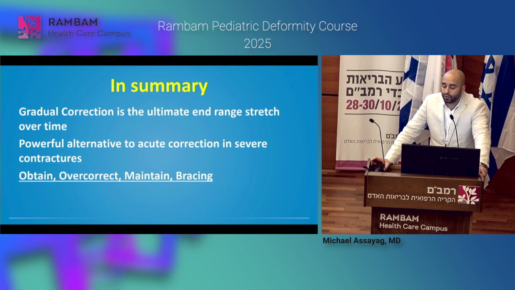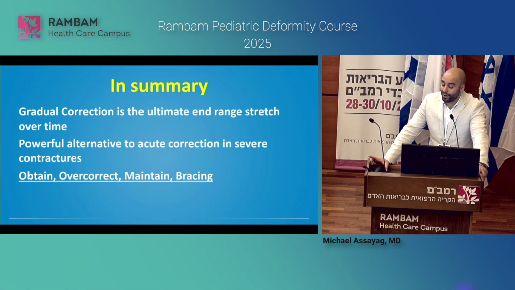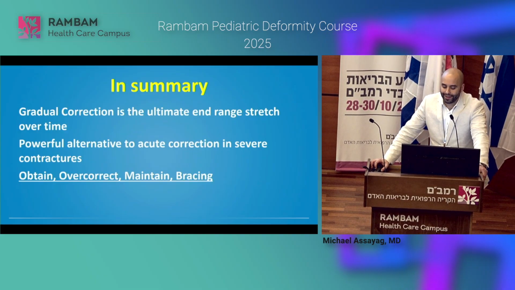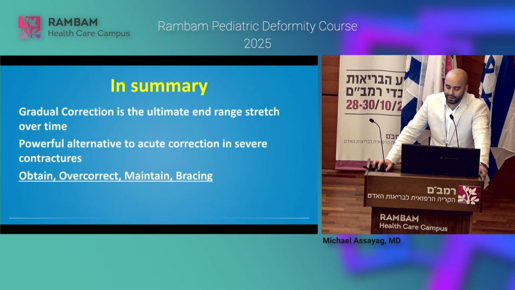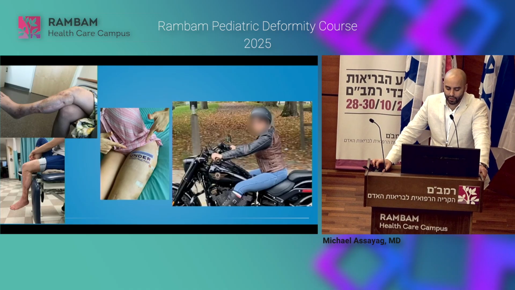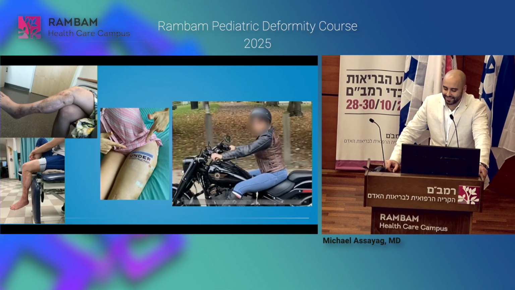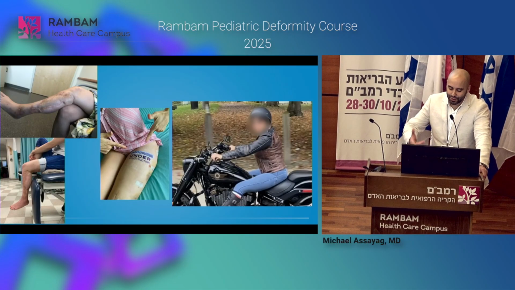And gradual correction really is the ultimate end range stretch over time. So it's the ultimate bracing. It's the most powerful one. And it's a very good alternative to an acute correction. Don't forget: obtain, overcorrect, maintain, and brace. This is that patient riding her motorcycle again a few years later. And I'm showing this with her consent.